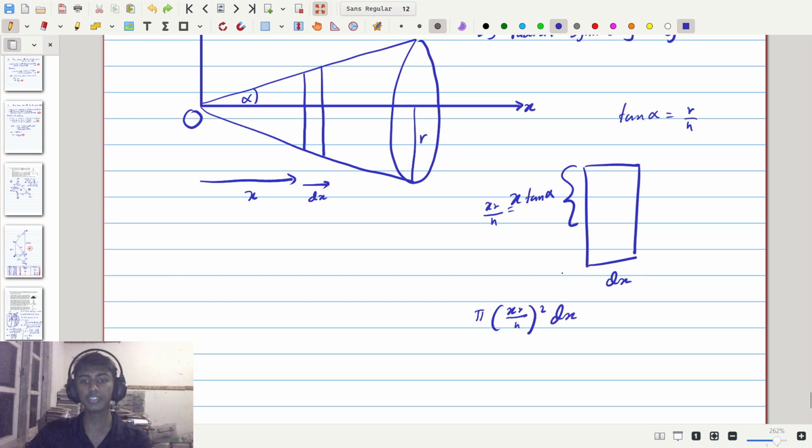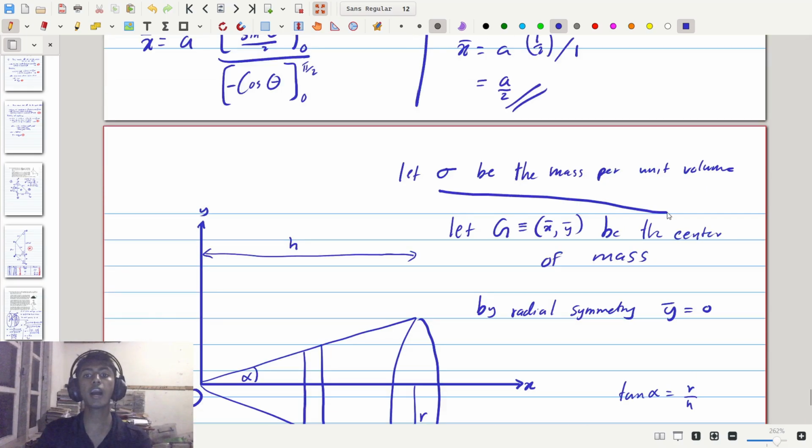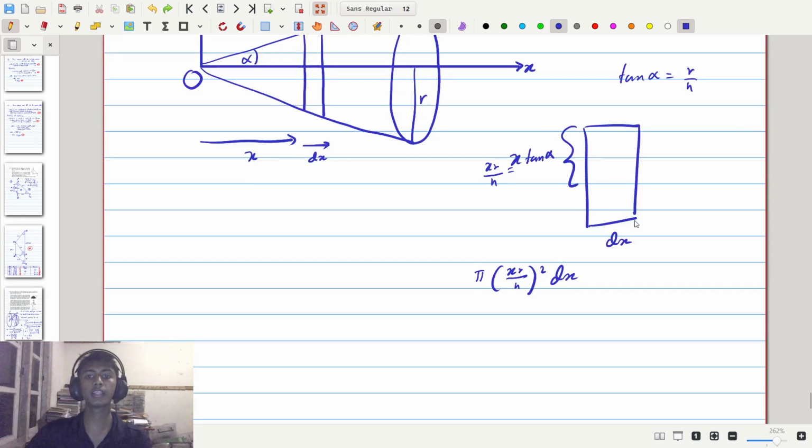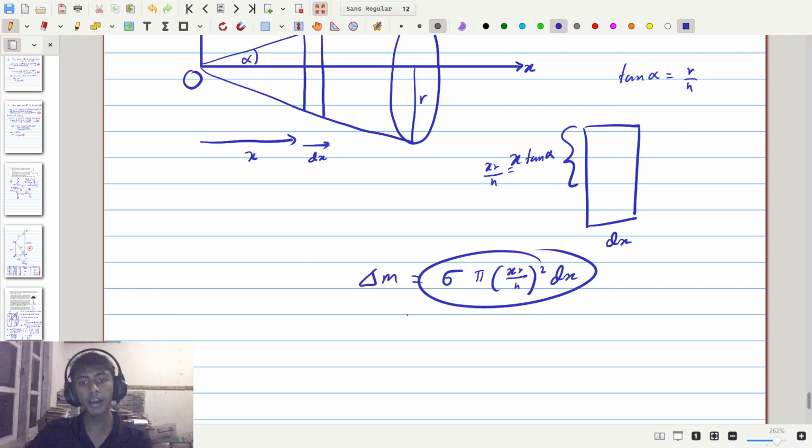So the height is dx, meaning that this is the volume of one of these small cylindrical segments. Now, if this is the volume and we have sigma being equal to the mass per unit volume, then the mass of one of these little cylinders is sigma times all of this. So therefore, delta m here is equal to sigma times pi (xr/h) whole thing squared dx.